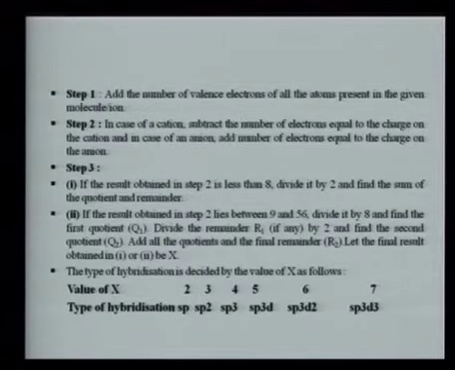If the result obtained in step 2 lies between 9 and 56, divide it by 8 and find the first quotient. Divide the remainder R, if any, by 2 and find the second quotient, and add all the quotients and the final remainder R2. Let the final result obtained in 1 and 2 be X. The type of hybridization is decided by the value of X as follows. Value of X: 2, sp; 3, sp2; 4, sp3; 5, sp3d; 6, sp3d2; and 7, sp3d3.